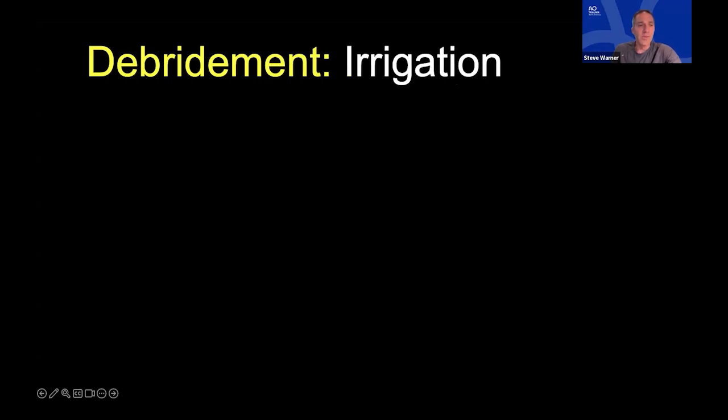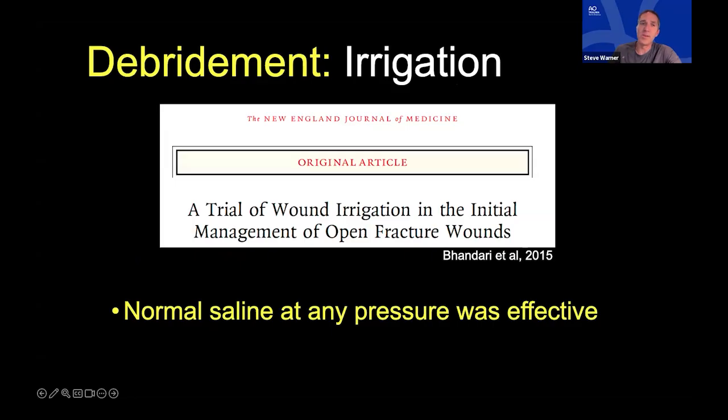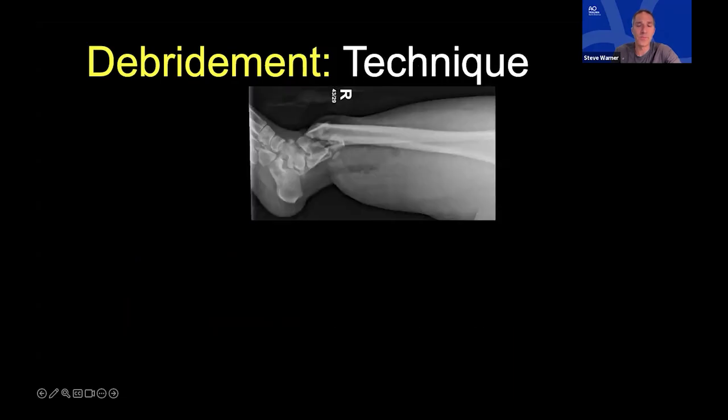Moving on to other aspects of the debridement, looking at the irrigation. This was a study called the FLOW trial in 2015, also published in the New England Journal of Medicine. It looked at different types of irrigation solutions as well as different pressures. And I think the take-home message that we can use from this is that normal saline at any pressure was effective. And so nothing in terms of other additives or detergents that were used were found to be superior. And so normal saline can be effective for irrigation of open fractures.